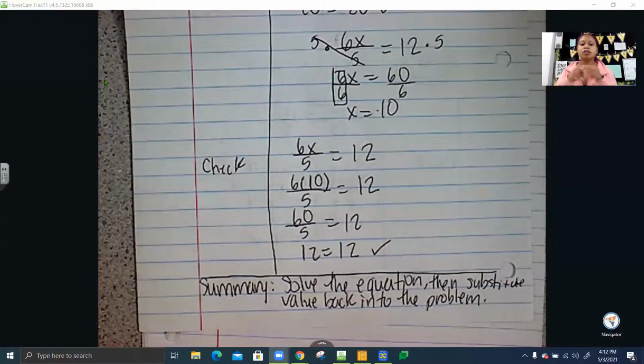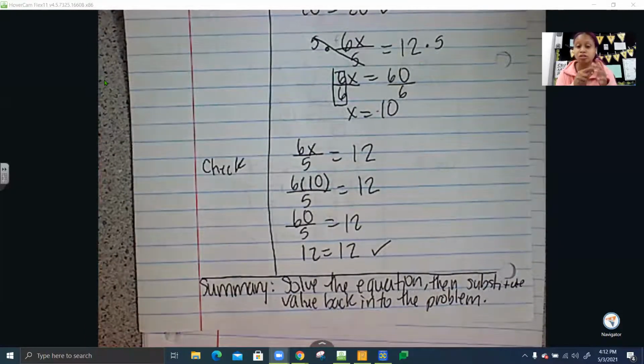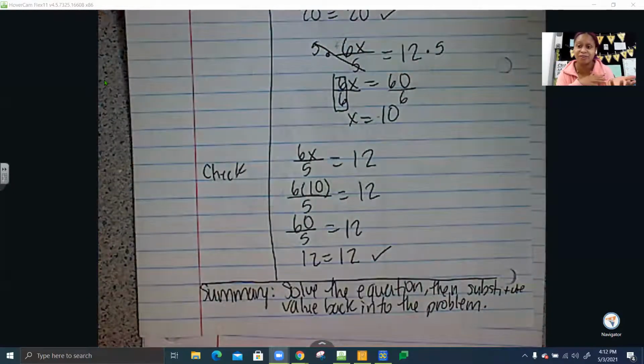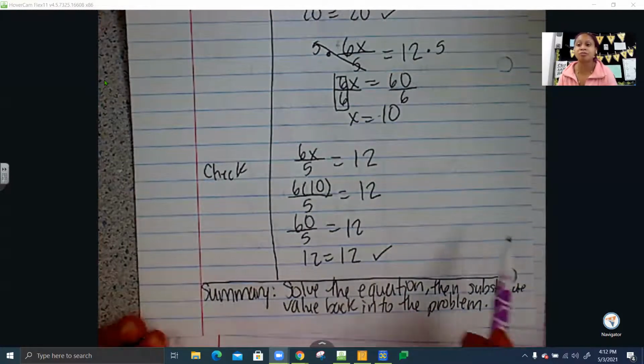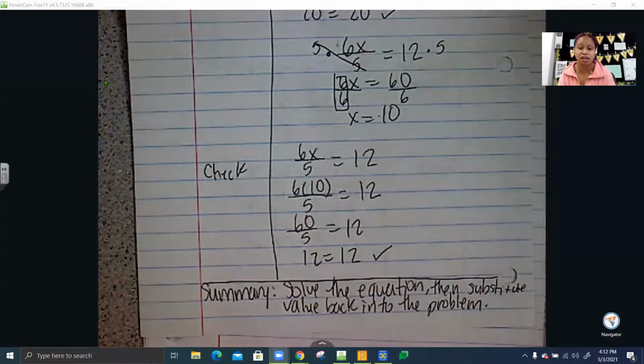So to conclude, in order to check your solution, first you have to solve the equation. You have to have a value to insert. If you don't have a value to insert, then there's nothing to check. So first solve the equation, then substitute that value back into the problem and solve and see if you get the same thing on both sides.